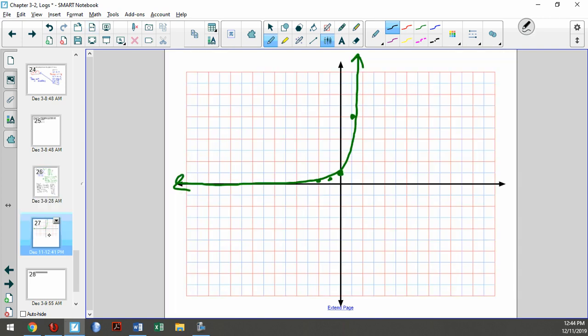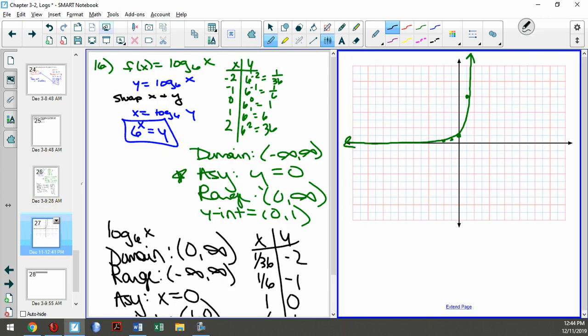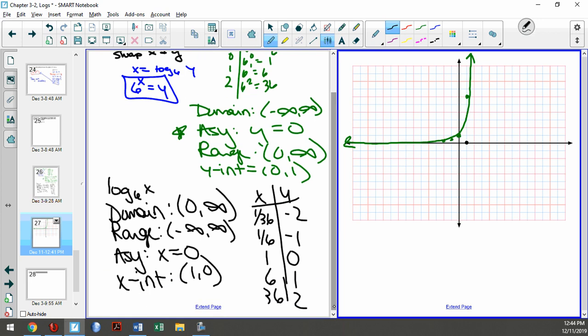So if I come over here and I graph those things, I'm going to have 1, 0, I'm going to have 1/36, sorry, and -2. I'm going to have 1/6 and -1. That puts me there. I'm going to have 6 and 1, and I'm going to have 36 all the way over there. Do you see that graph?